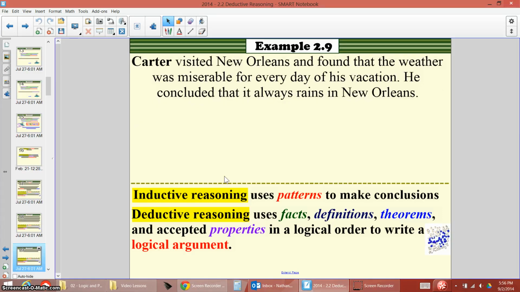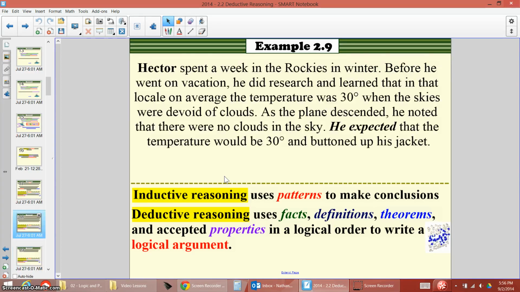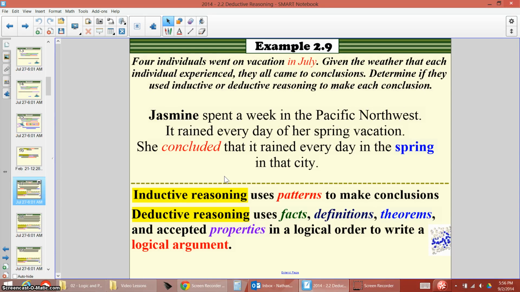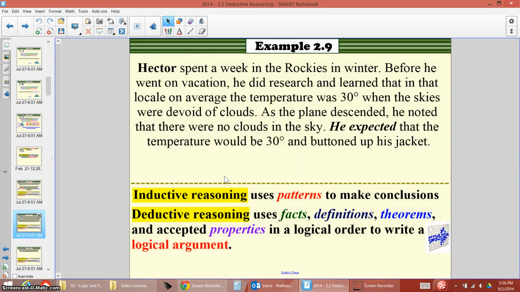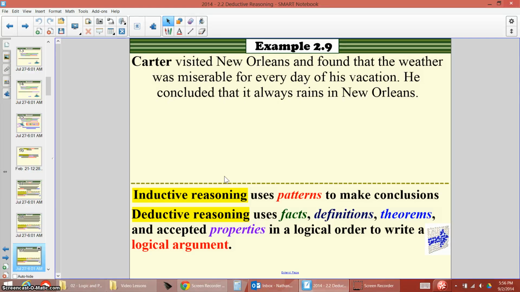All right, example 2.9. These are in your notes. Jasmine's was inductive. Hector's was deductive. Here we are with Carter. This is on the second page of 2.2, example 2.9. Carter visited New Orleans and found the weather was miserable for every day of his vacation. He concluded that it always rains in New Orleans. That's inductive. He's using that pattern of seeing what happens every day.